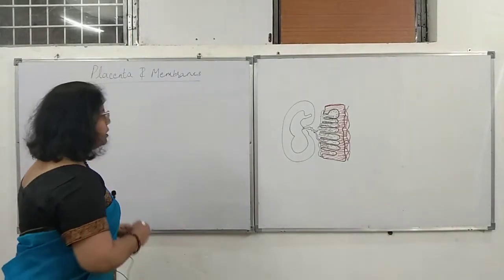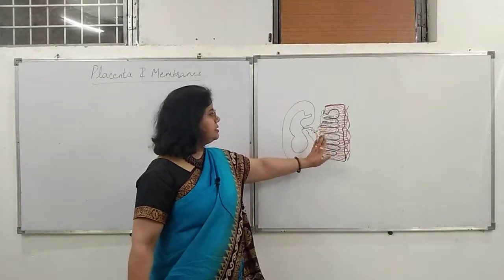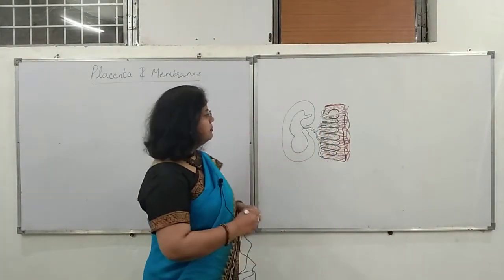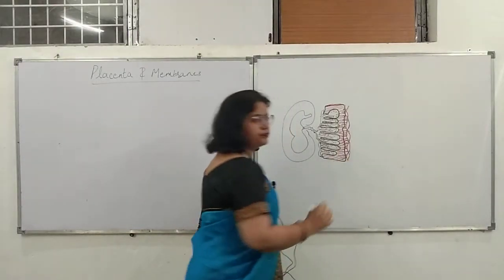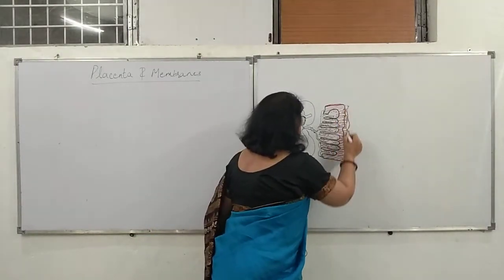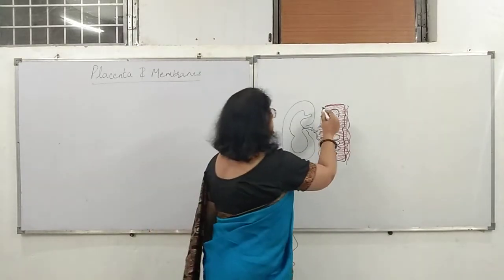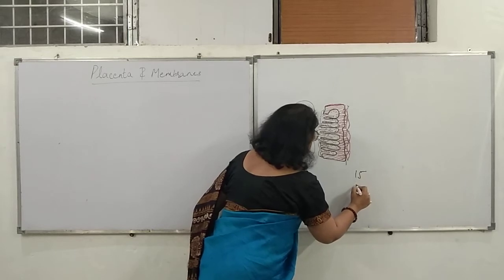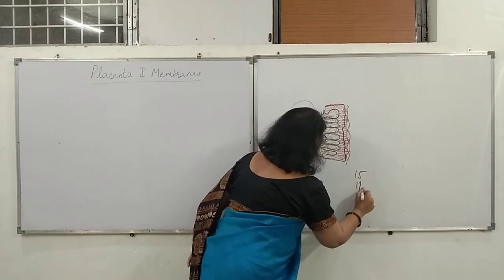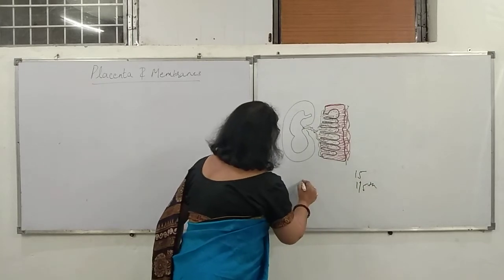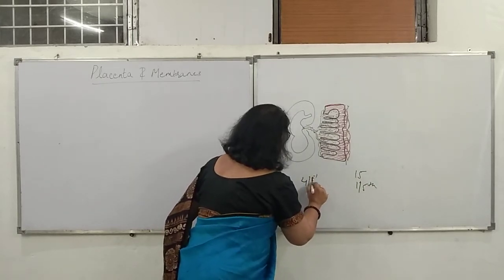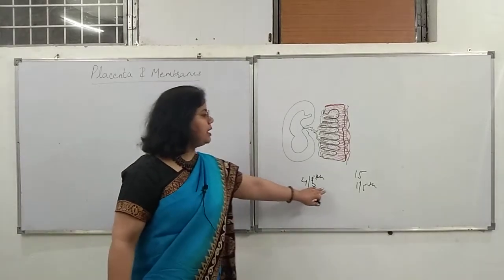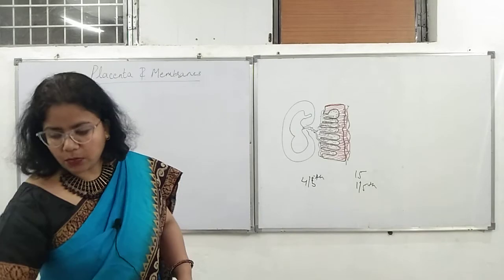And now coming to the placenta, it has both fetal component as well as maternal component. The maternal component includes the maternal blood and the decidua only, and the rest is fetal component. So maternal component is around 1/5 of the placenta, and fetal component is 4/5 of the placenta. Always remember, fetal component is more as compared to the maternal component.